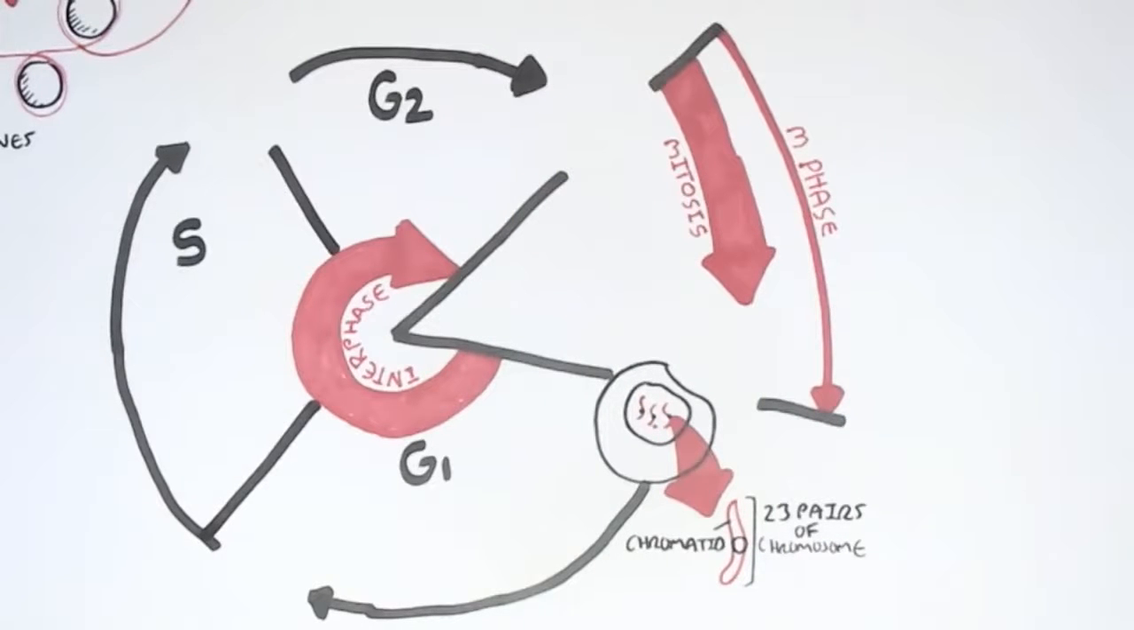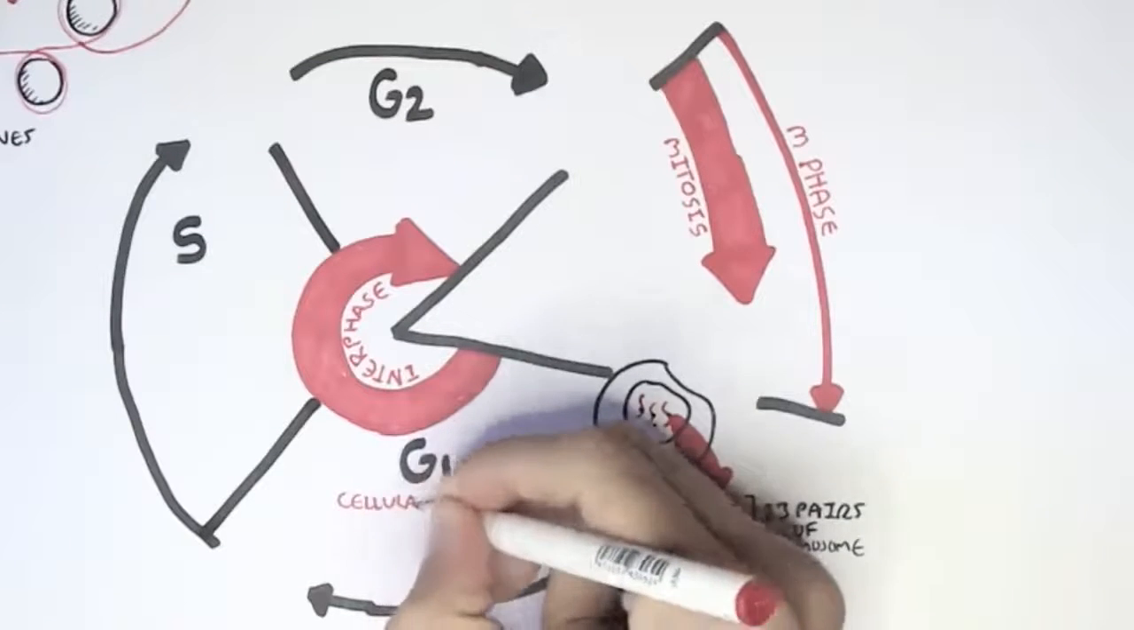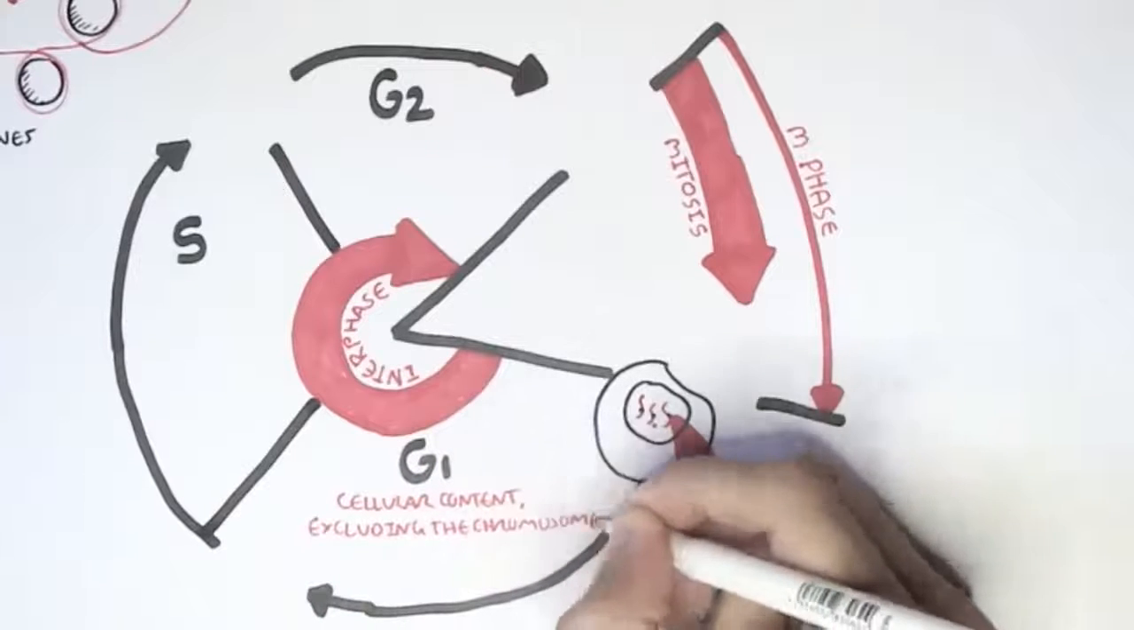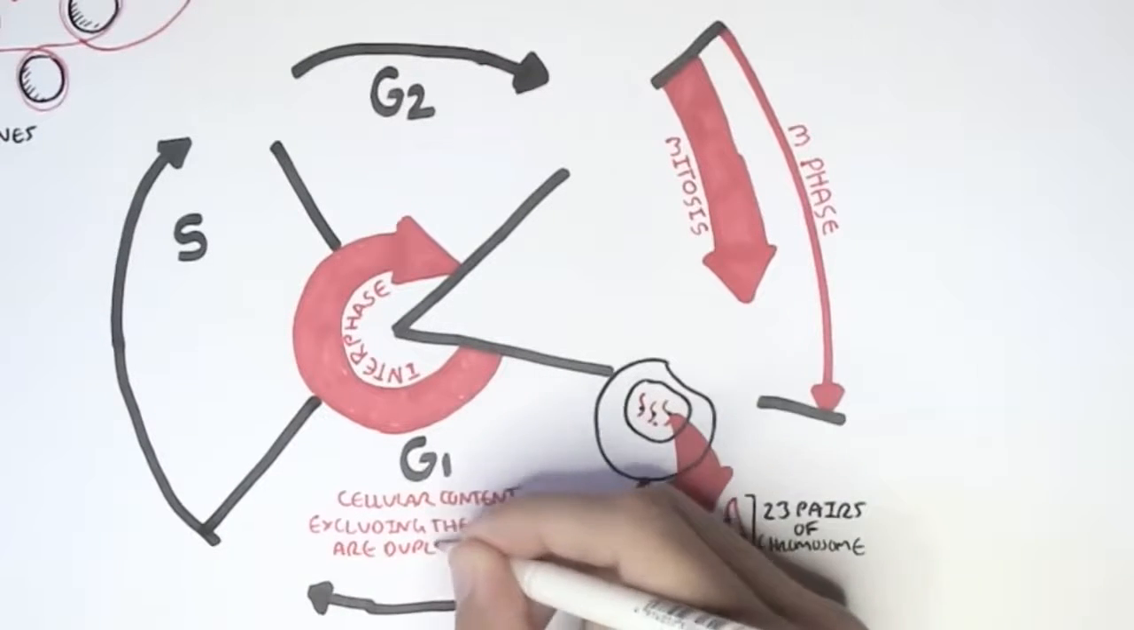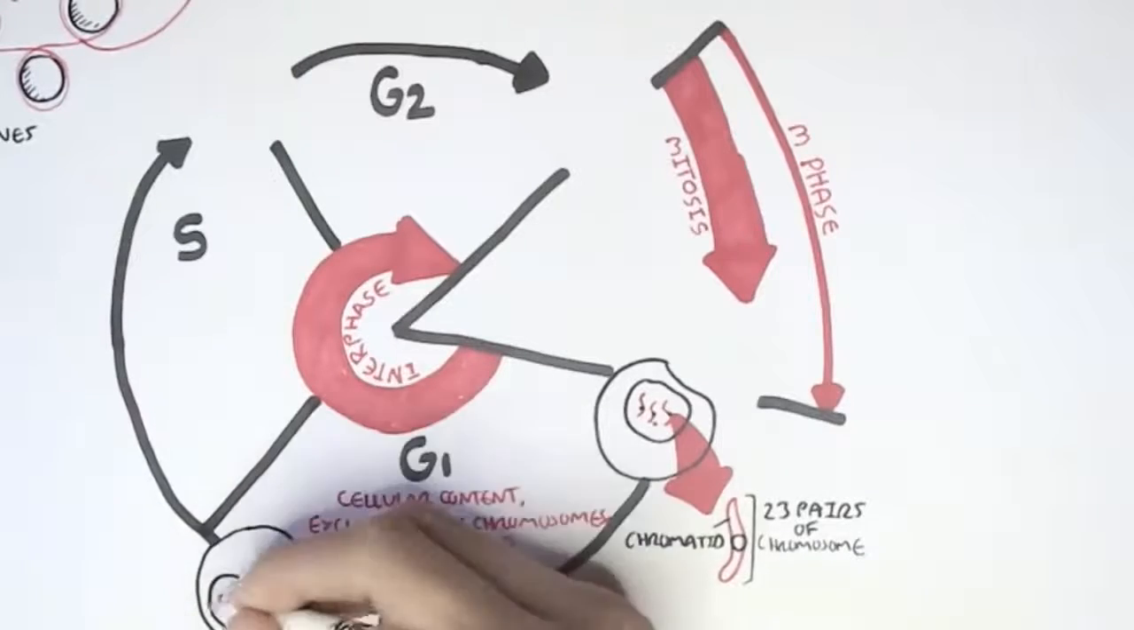This daughter cell will enter the G1 phase, the duration of which is about 10 hours. This is where we have the cellular content, excluding the chromosomes, duplicating. So essentially the organelles are duplicating. However, the chromosomes are not.